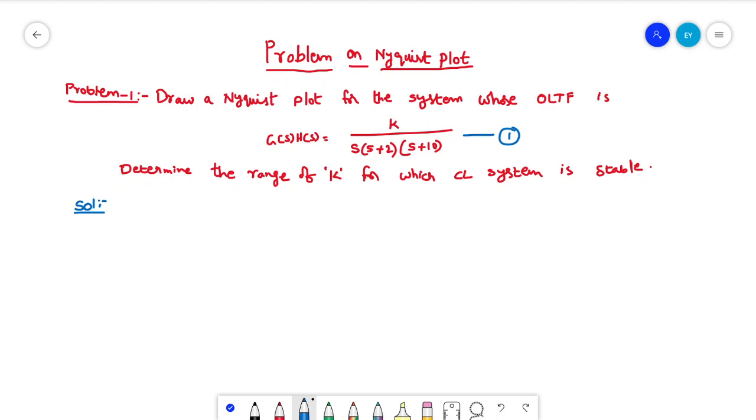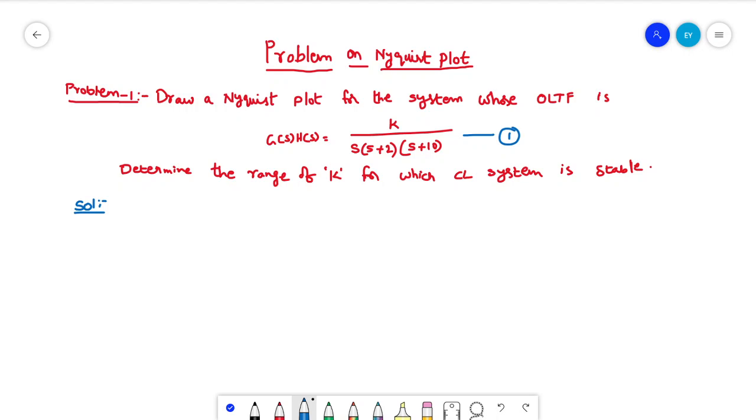Based on that contour, we'll be mapping the locus in the G of S plane. So here we'll be having two planes. One is the S plane that we can draw based on the given transfer function, and we'll be mapping that contour. That contour is called the Nyquist contour, which we are writing in the S plane, and that will be mapped to the G of S plane. So that G of S plane locus is called the Nyquist plot.